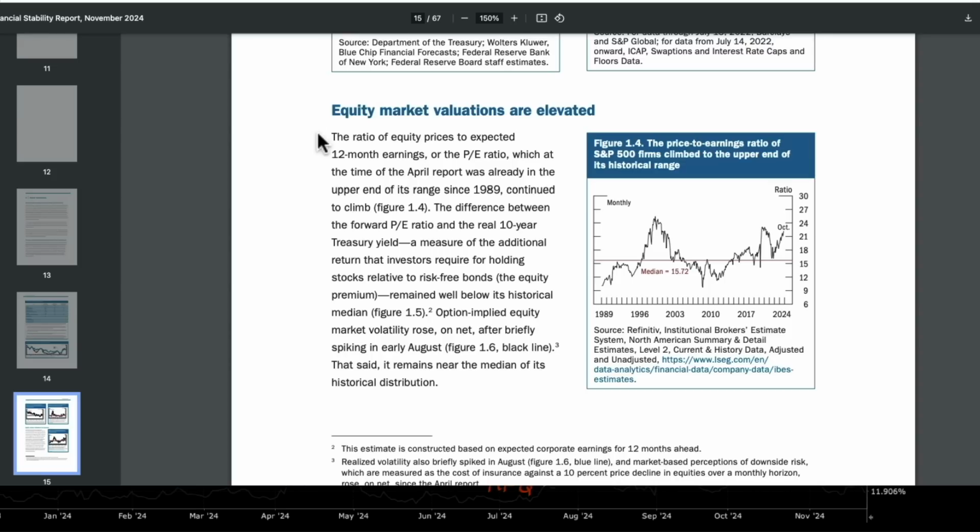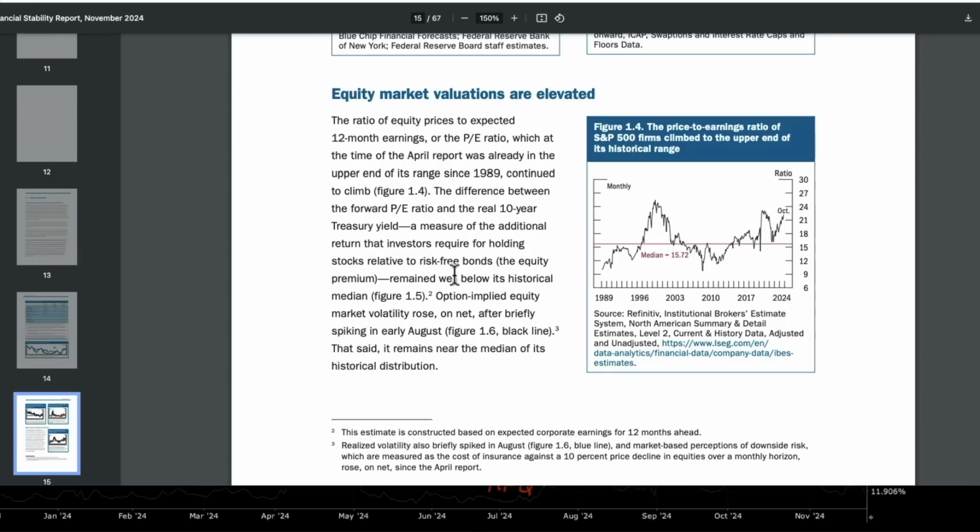The ratio of equity prices to expected 12-month earnings, or the PE ratio, which at the time of the April report was already in the upper end of its range since 1989, continued to climb. And we're going to look at the next chart in a second. The difference between the forward PE ratio and the real 10-year Treasury yield, a measure of the additional return investors require for holding stocks relative to risk-free bonds, remained well below its historical median.